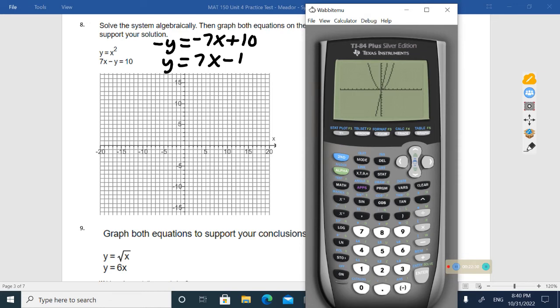Now, it looks like it's only crossing one place right here close to the origin. But actually, if you zoom out, number 3, and press enter, you can see the line's going to actually cross in 2 different places.